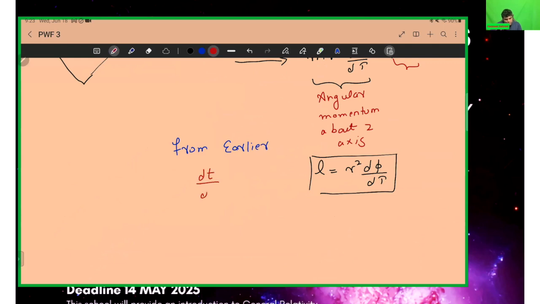dt over d tau equals E over (1 minus rs over r). Okay. So we have solved for, not solved, but we have discussed two different components of the geodesic equation. Okay, let me see if there are some questions.